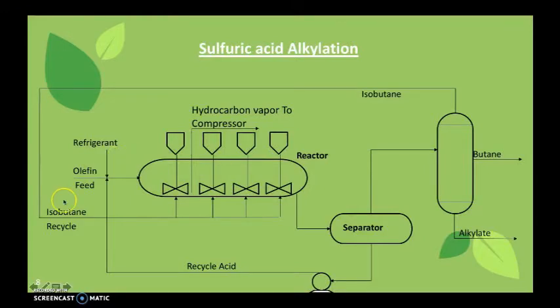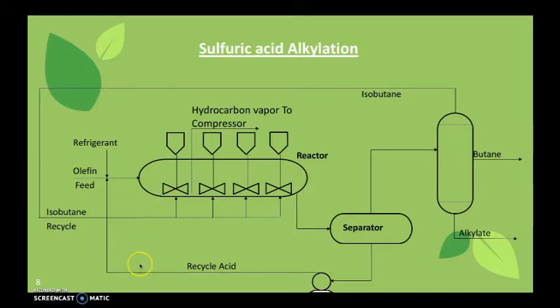The next process is using sulfuric acid alkylation. Olefin enters the reactor and contacts sulfuric acid with a concentration of 85 to 95%. The reactor is divided into zones and it operates at a temperature range of 40 to 50 Fahrenheit and a pressure between 10 to 15 psig.